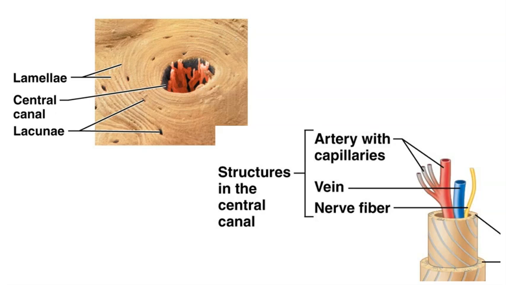Here are a few different perspectives of the central canal that show the location of the nerves and the blood vessels in this structure, as well as the lamellae, which are the ring-like pillars of bone in the osteon. The pits called lacunae, where the osteocytes are housed, are much more visible, particularly in the image on the upper left.